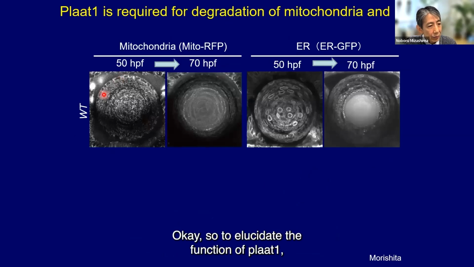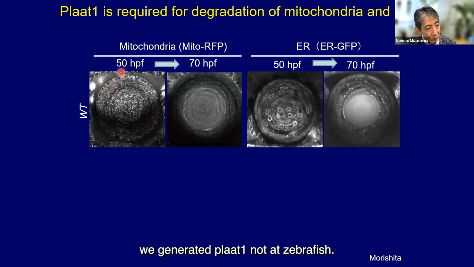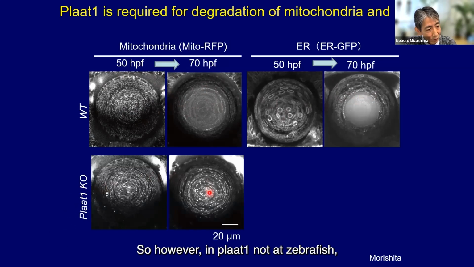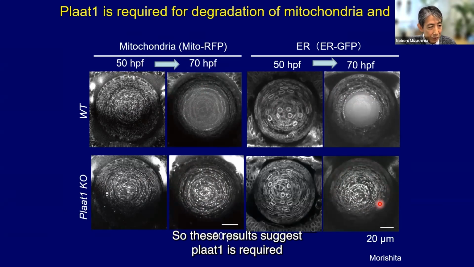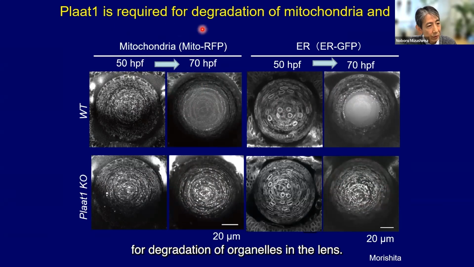To elucidate the function of PLAAT1, we generated PLAAT1 knockout zebrafish. As I told you, mitochondria and the ER are degraded between 50 to 70 hours post-fertilization, like this. However, in PLAAT1 knockout zebrafish, mitochondrial degradation was suppressed, and ER degradation was also suppressed. These results suggest PLAAT1 is required for degradation of organelles in the lens.